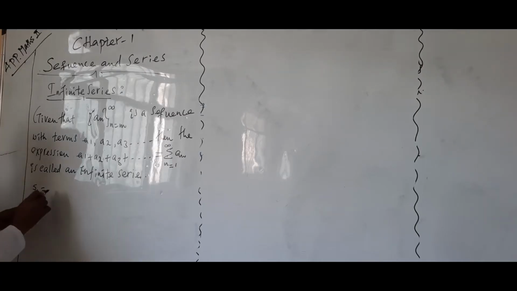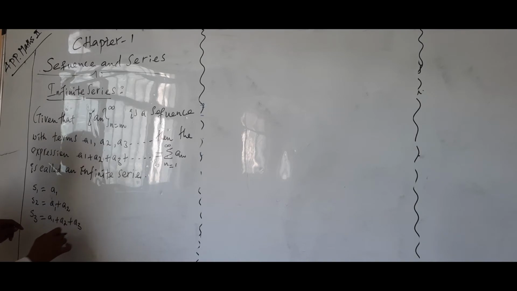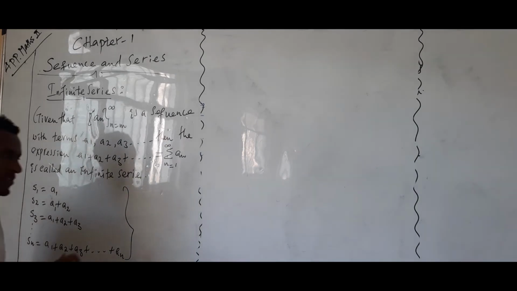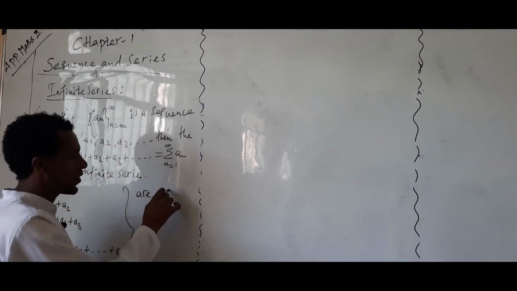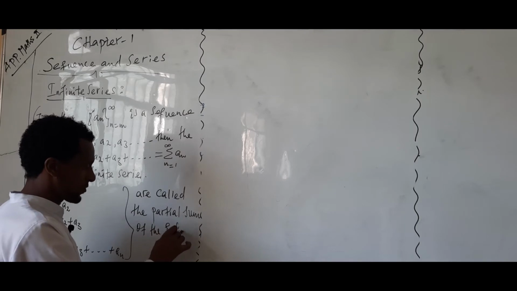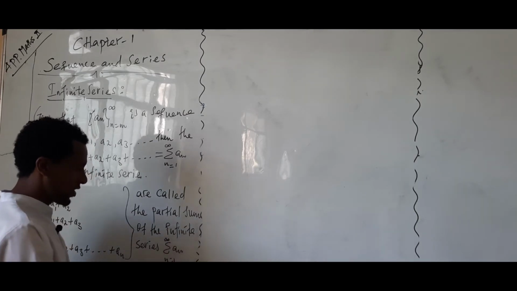Finite sums S1 that is equal to A1, S2 that is equal to the sum of the first two terms of the sequence, that is A1 plus A2, S3 that is equal to A1 plus A2 plus A3, and Sn that is equal to A1 plus A2 plus A3 plus up to An, are called the partial sums of the infinite series, the sum of a_n, n starting from 1 to infinity.